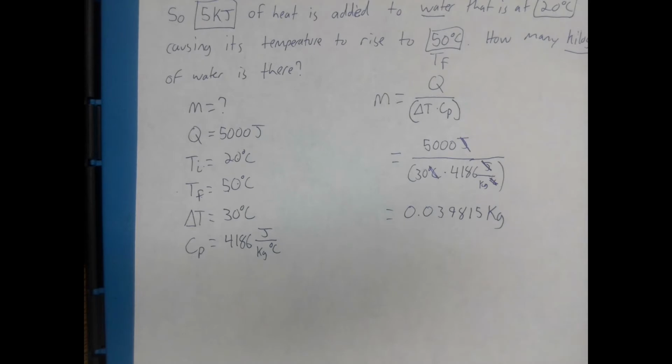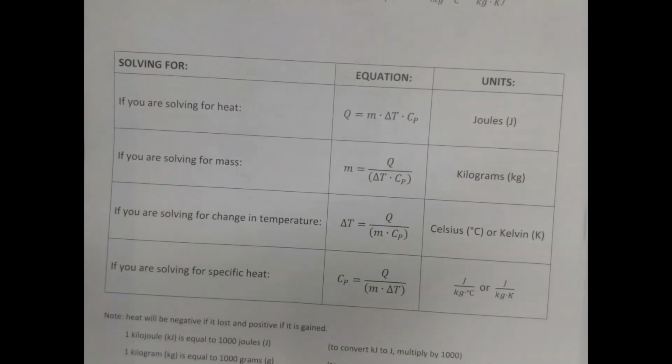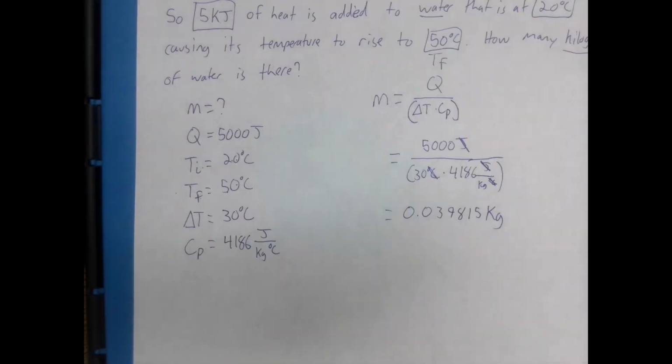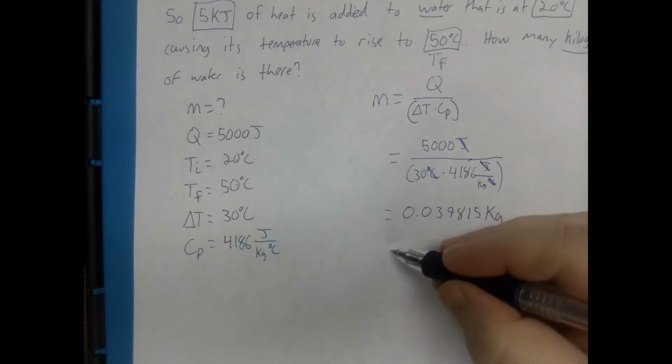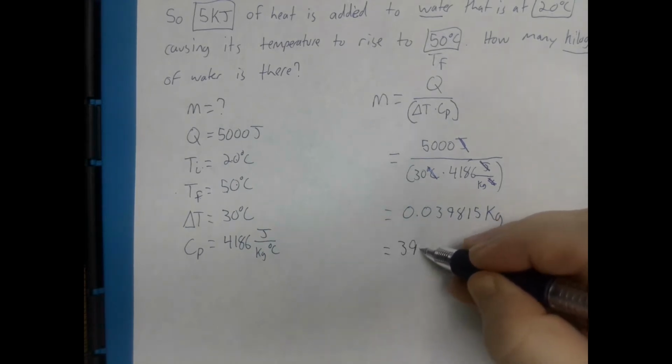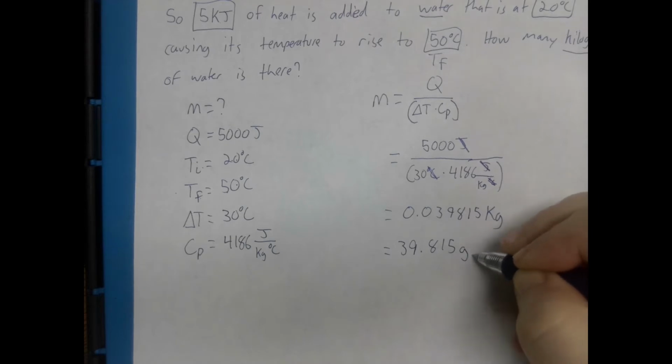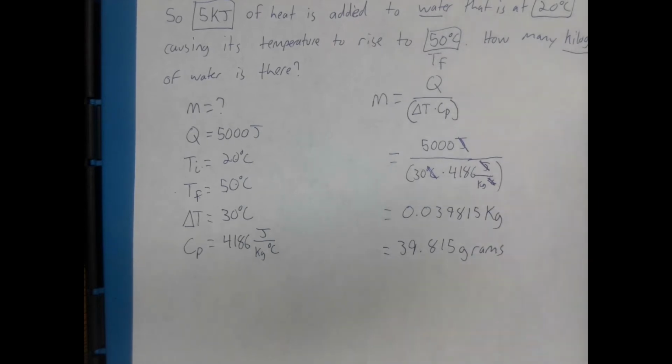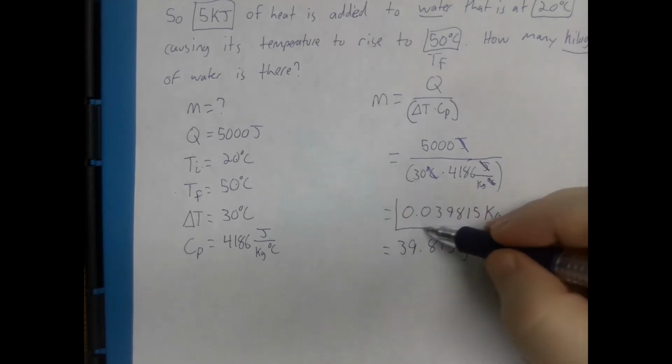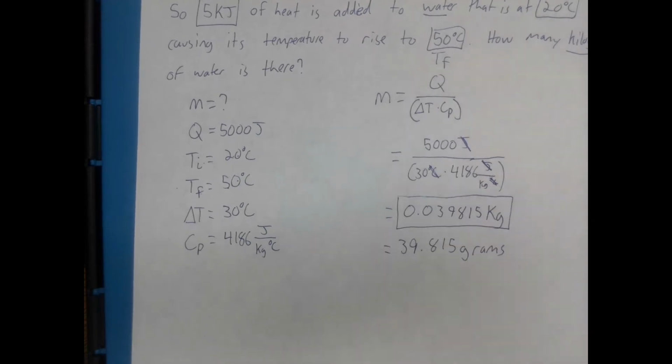If we wanted to convert this into grams, we can do the opposite. So this is grams to kilograms. We divide by 1,000. If we want to go in the opposite direction, we just do the opposite. So we can multiply by 1,000, and that's 39.815 grams. You don't have to do your answers in grams. You can keep it in kilograms. But it asks for the answer in kilograms, so this would be the answer.